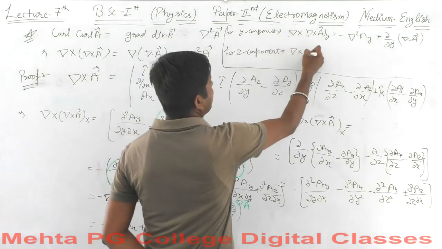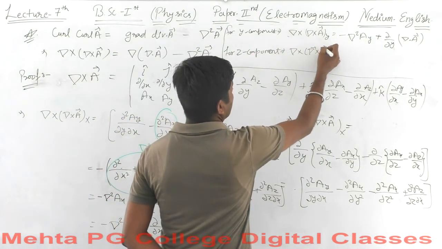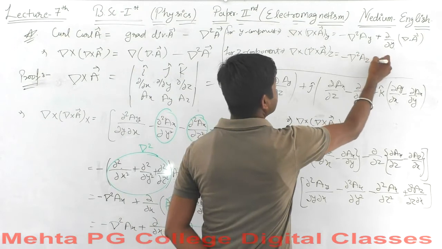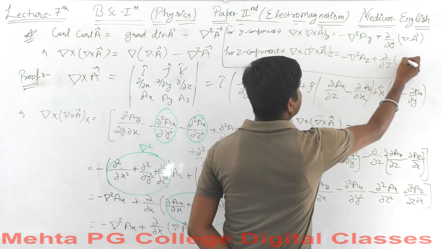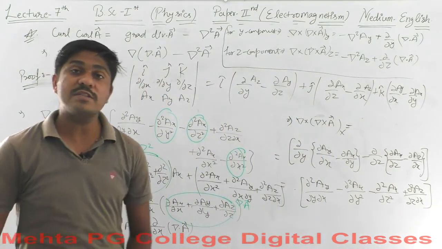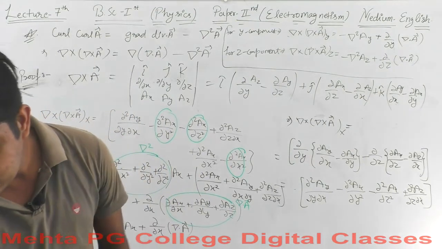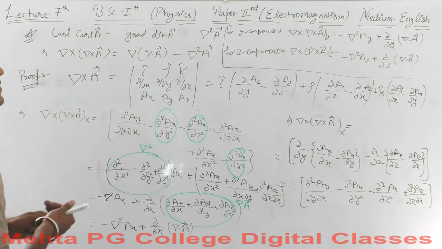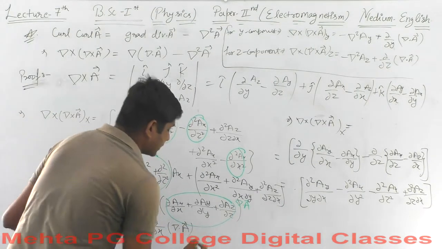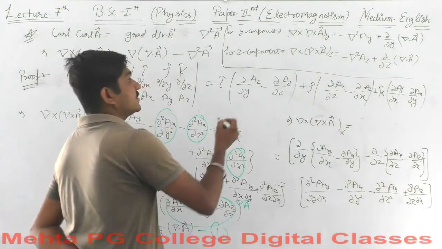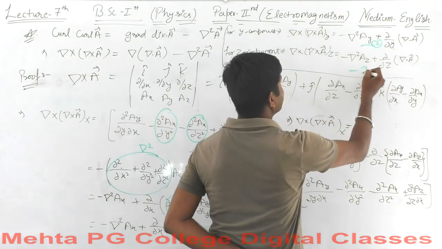For the z component, del cross A vector, z component will be equal to minus del square Az plus del over del z of del dot A vector. We got all these three equations, then we will sum up all these components and we will end up having a new quantity for our reference. Let me clear this off again. This is equation 1, this is equation 2 and this is equation 3.